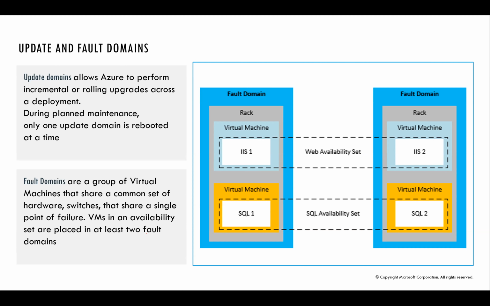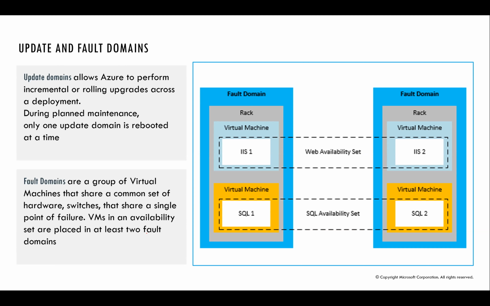So for instance, an update domain is just a unit that can be patched at a time. It could be a whole rack, it could be a blade. Within the design of physical infrastructure, you would have a rack.